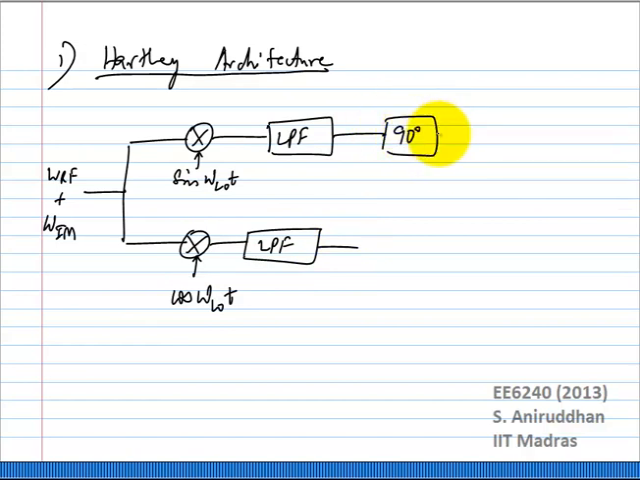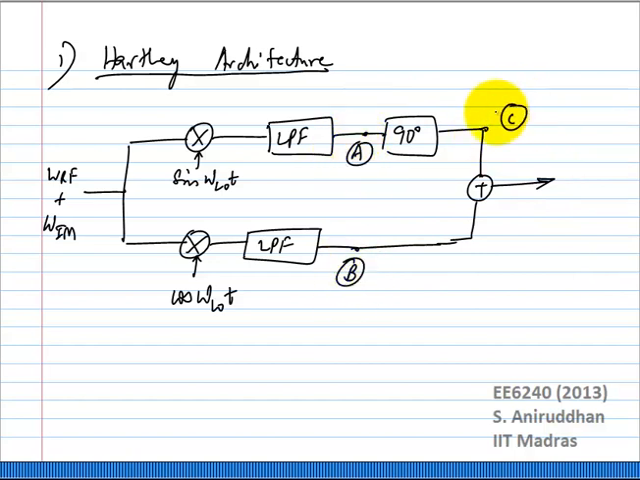Then on one side, I'm going to apply a 90 degree phase shift. We are going to see what is going to happen to this kind of receiver. On one side, I'm applying a 90 degree phase shift. On the other side, there is no phase shift, and I'm going to add these two outputs. So let us name these points A, B, C, and D. We want to look at the signal at each of these points.